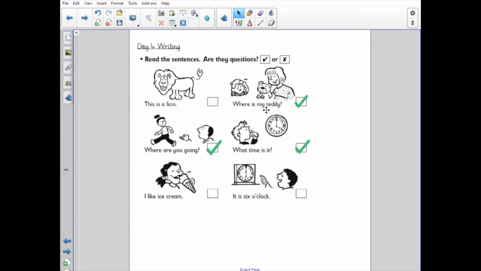The questions were here. Where is my teddy? That's asking information about the teddy. The boy looks quite upset there. Where are you going? And then what time is it? The clue, of course, were the question marks at the end, but it's always worth double checking and reading carefully as well. Let's move on.